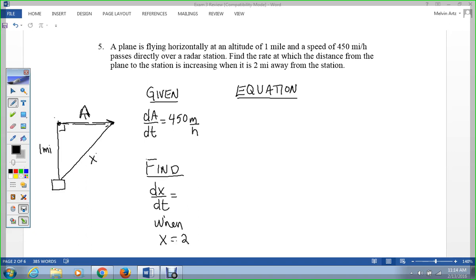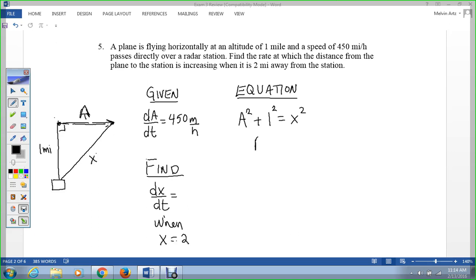As the plane is moving further and further away, a changes, and also x changes. But the leg of the triangle that we have labeled as 1 mile will not be changing. So that's a constant in this problem. So we could say our equation is a squared plus 1 squared equals x squared, just using the Pythagorean theorem.